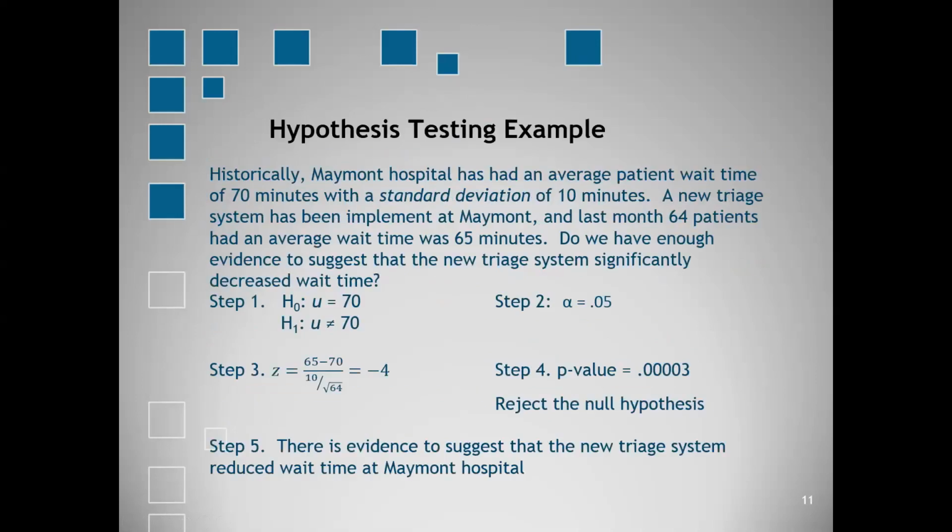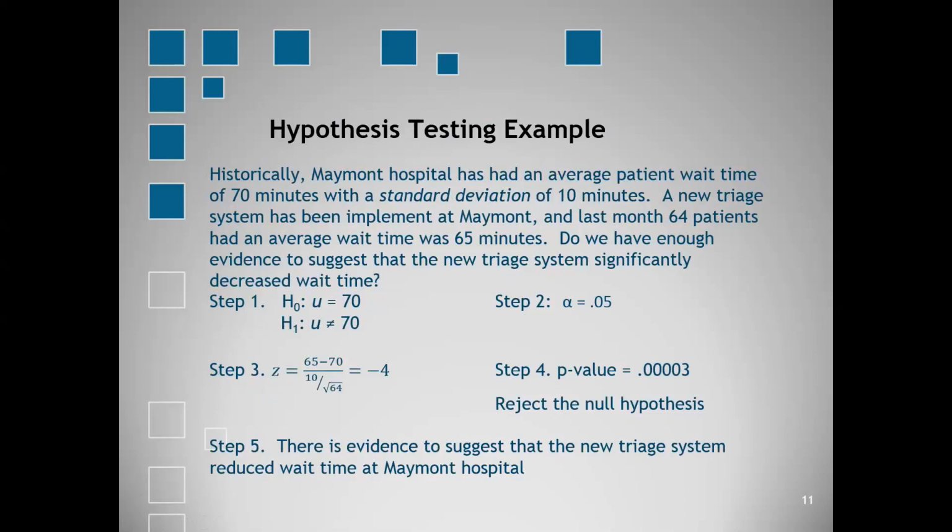Historically, Maymont Hospital has an average patient wait time of 70 minutes with a standard deviation of 10 minutes. A new triage system has been implemented at Maymont, and last month, 64 patients had an average wait time of 65 minutes. Do we have enough evidence to suggest the new triage system significantly decreased wait time?